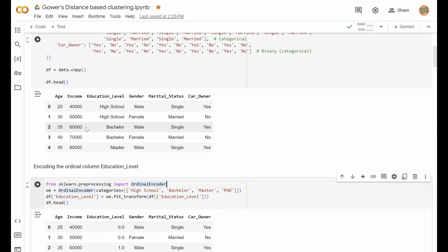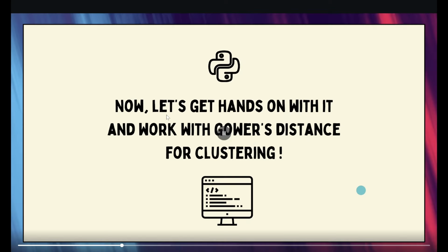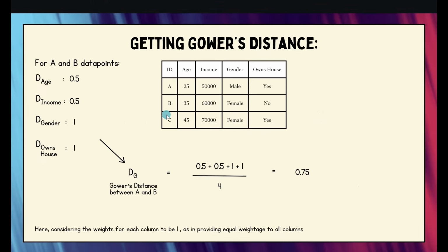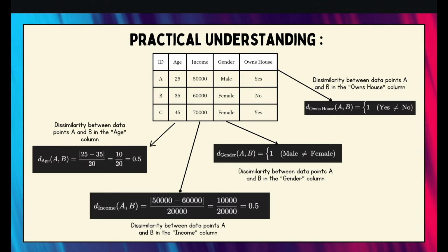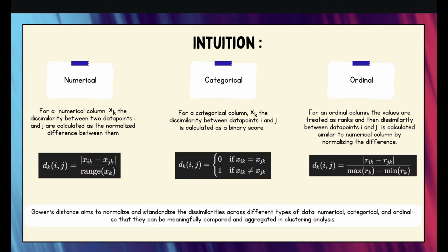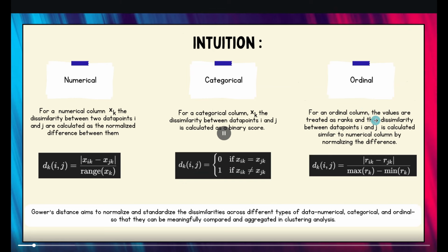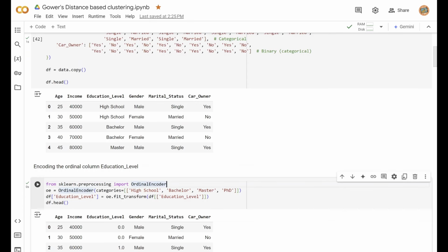The only thing that we need to do in the form of pre-processing over here is ordinal encoding the education level. Because as I showed you over here, let me go back, yeah. For an ordinal column, the values are treated as ranks, and then the similarity is calculated similar to a numerical column. So we need to get these ranks, okay? So we need to ordinal encode it.